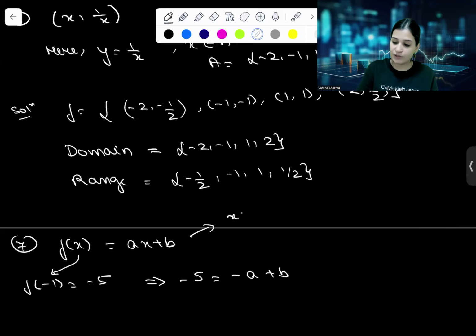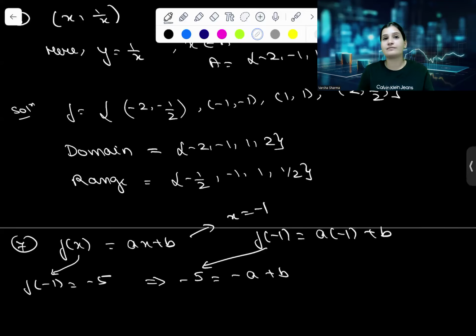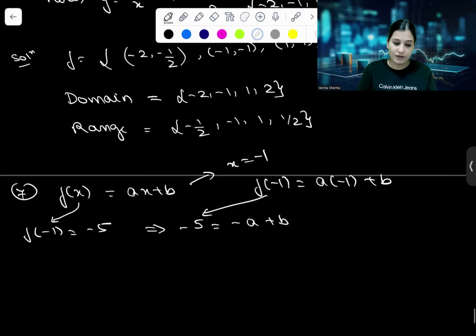What we have done is x equal to -1. So f of -1 equals a into -1 plus b, which gives -5 equal -a plus b. Now f of 3 is 3. Instead of x, I am putting 3 and the answer is also 3.